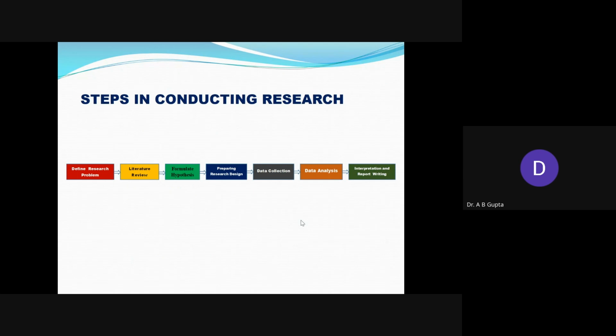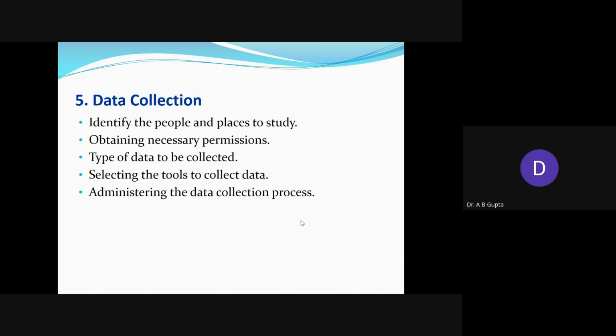Okay. So again, my friends, let me go to the systematic process of conducting research. We have already discussed the first 4 steps: define the research problem, literature review, formulate hypothesis, and prepare the research design. Then we go to the next step, that is data collection. What is data collection? In data collection, ultimately one very important aspect of research is collecting the data, collecting the information.